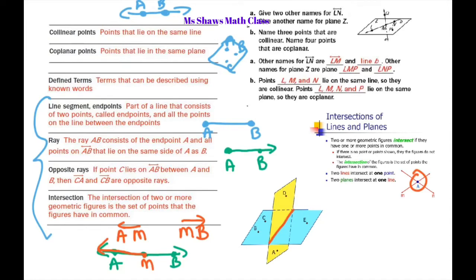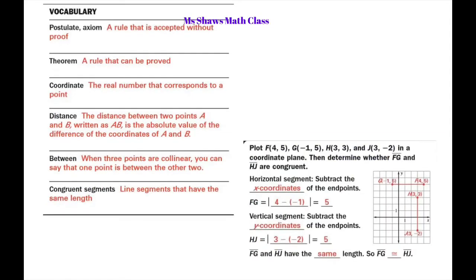All right, and here's something you can see. There's a figure here, and we need to give other names for LN. So that's the line LN. We can call it LM or line B. And for the plane Z, these points lie on the same line, so they're collinear. And points L, M, N, and P lie on the same plane, so they're called coplanar. So collinear and coplanar.